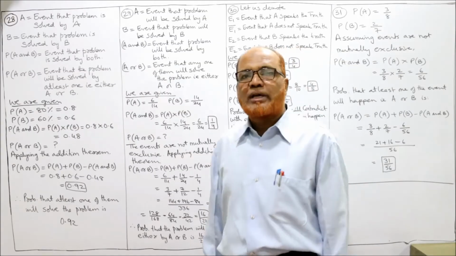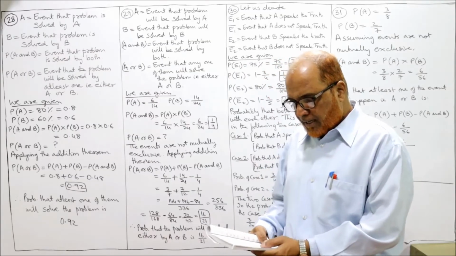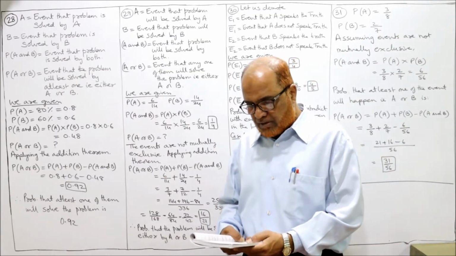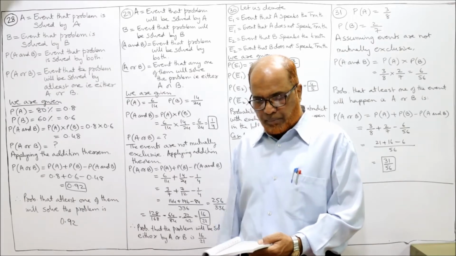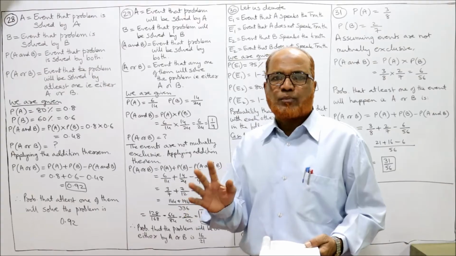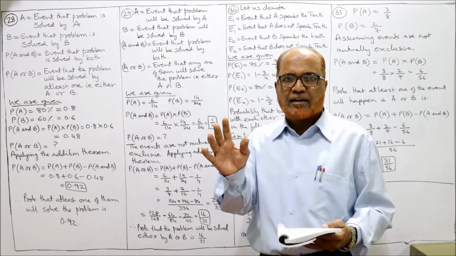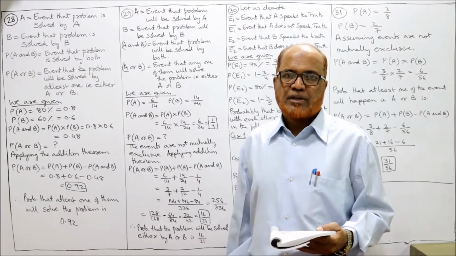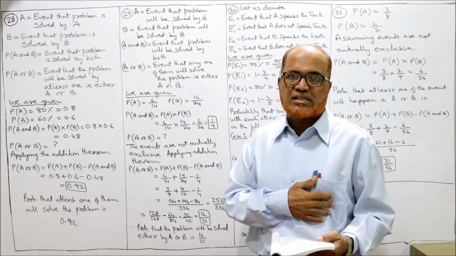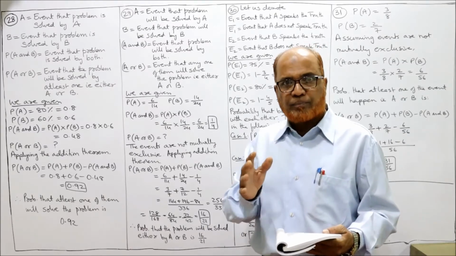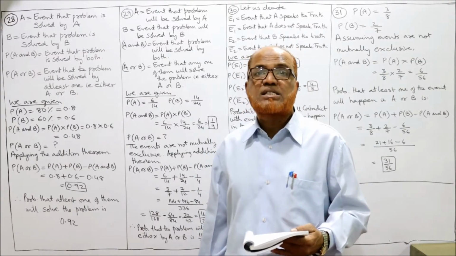Now we'll start the 28th problem. See the 28th problem. A can solve 80% of problems given in statistics books, while B can solve 60%. Two students are there, suppose A and B. There is an 80% chance that A can solve the problem, 80% chance that Mr. A can solve the problem of statistics. Whereas for the same problem, Mr. B, the probability of solving the problem is 60%.